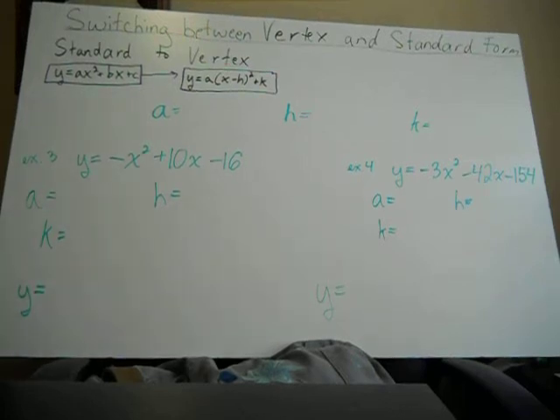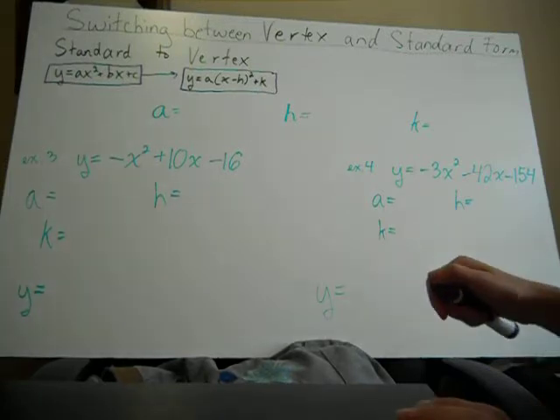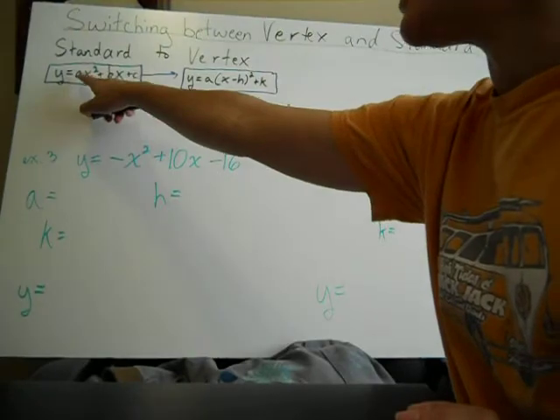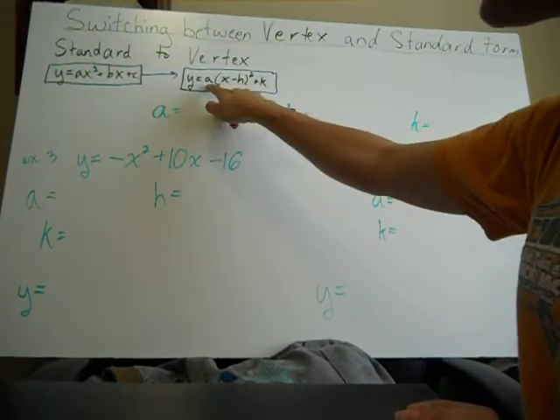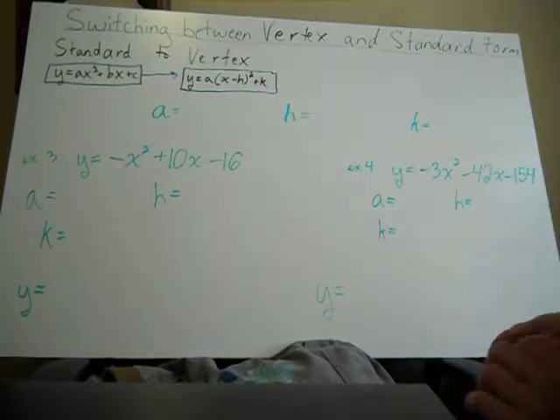Okay, so this is going from standard to vertex form of a quadratic. This is going the other way. So this time you'll be given a function where you have y equals ax squared plus bx plus c, and you need to somehow magically make it look like this.